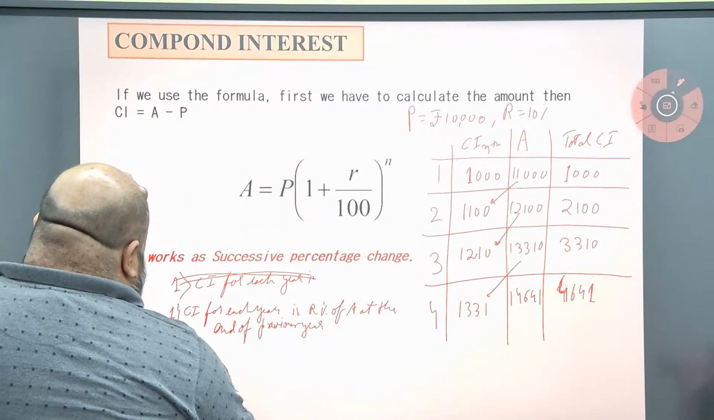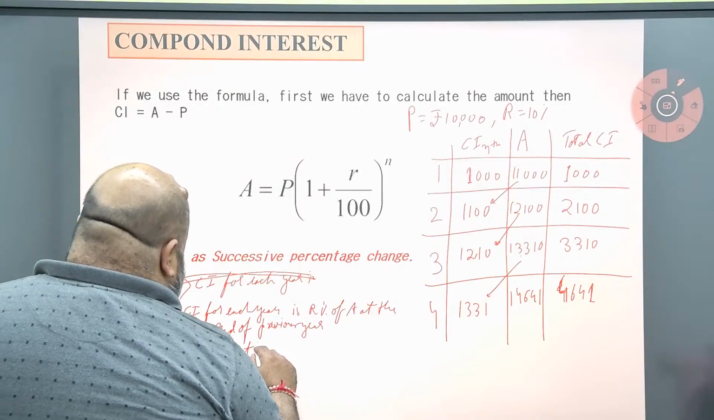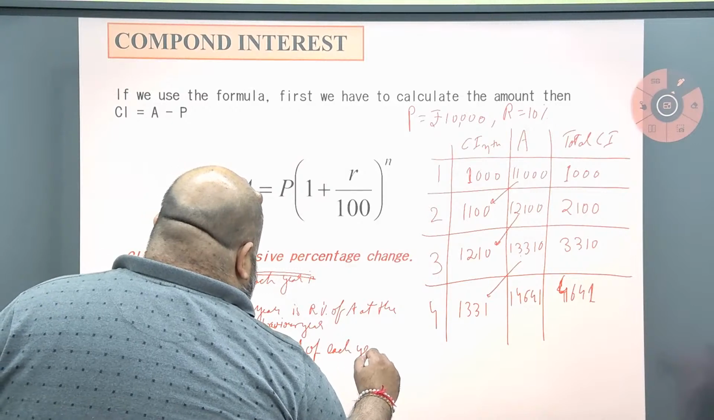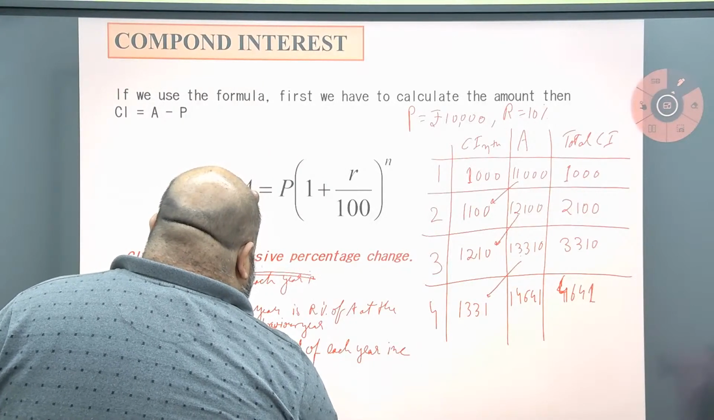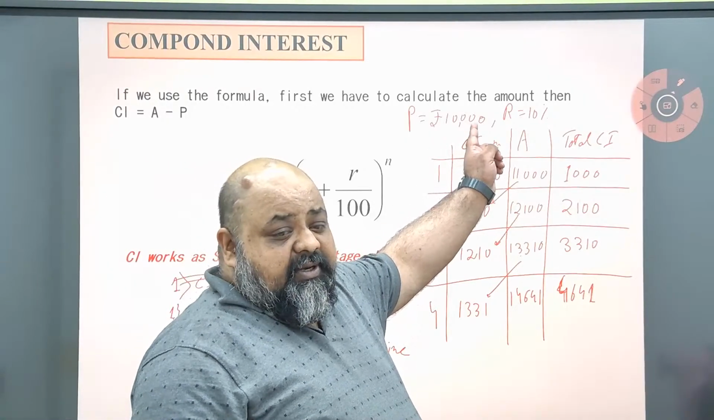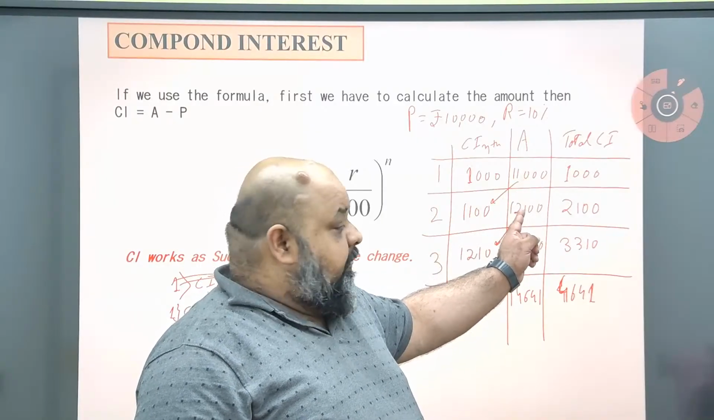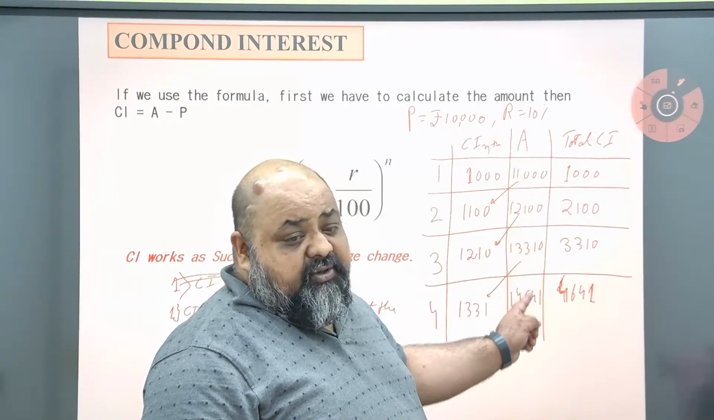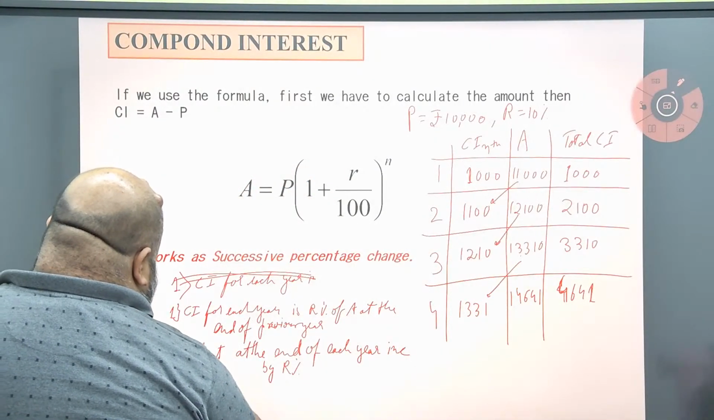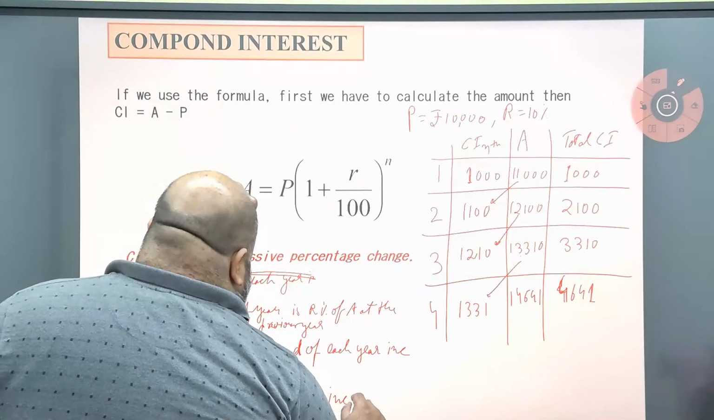Second, amount at the end of each year increases by R%. 10,000 increased by 10% is 11000. 11000 increased by 10% is 12100. 12100 increased by 10% is 13310, and so on. Lastly, compound interest for each year increases by R% every year.